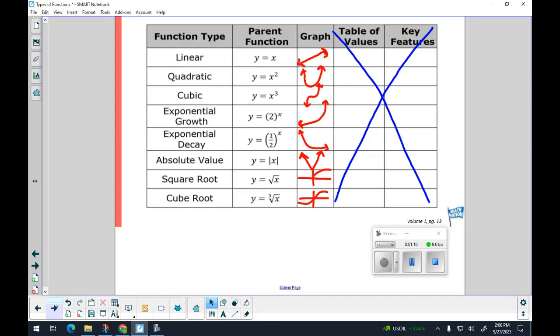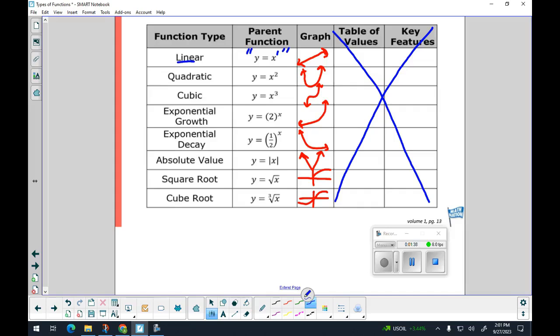Next function is called a quadratic. Okay, we should be familiar with that from Algebra 1. It is the U-shaped graph. You may have also heard the word parabola. Its parent function is y equals x squared. And again, it's shaped like a U. I usually use the terms smiley face and frowny face to describe a quadratic function.